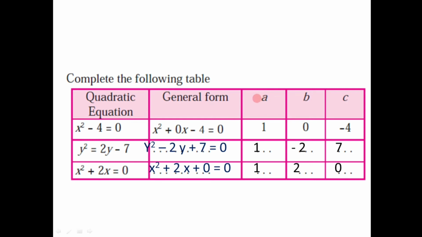So this is how we can find the values of a, b and c from the general form of a quadratic equation.